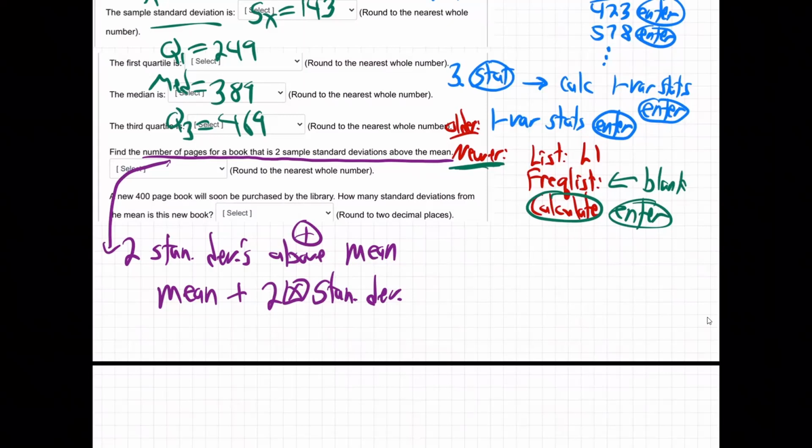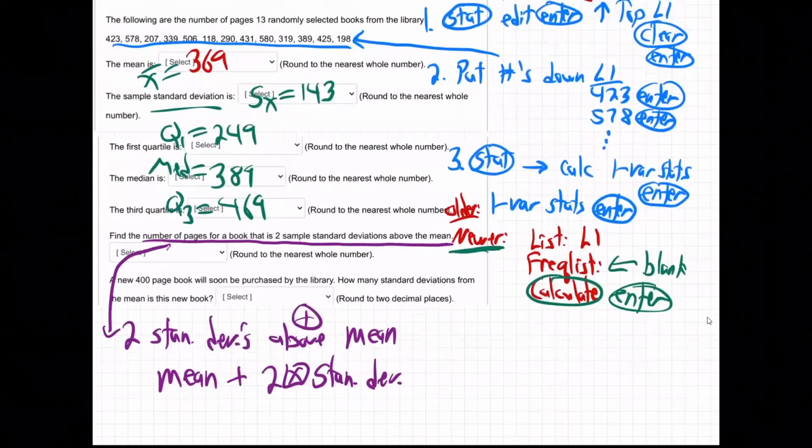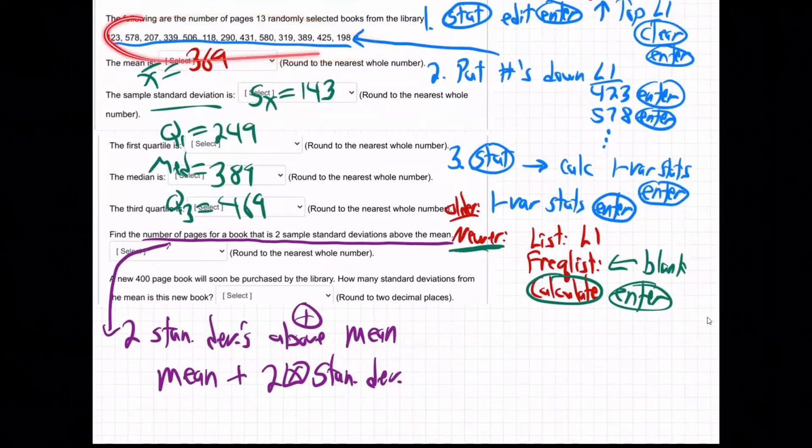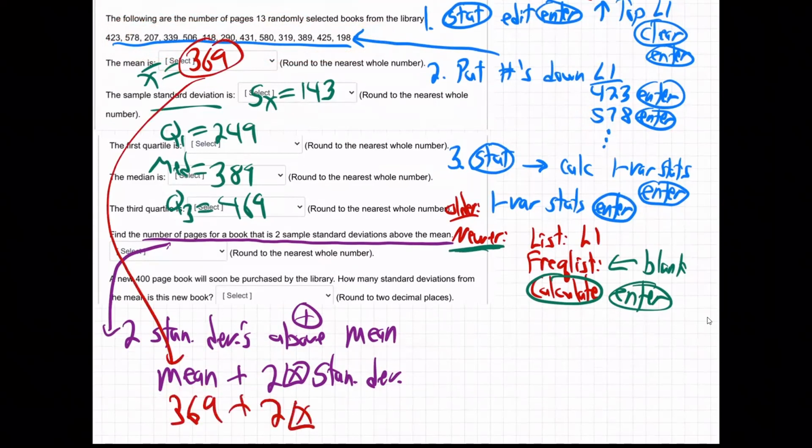If your age is 20 and your sister or brother's age is 3 above you, that means add 3, right? So they're saying 2 standard deviations above the mean. So you take the mean, the average, the middle, right? With the average number of pages for all these books, they grab these 13 randomly selected books in the library. The mean is the average. So that's right here, 369. Plus 2 times, use the times button, standard deviation, which is right here, 143.